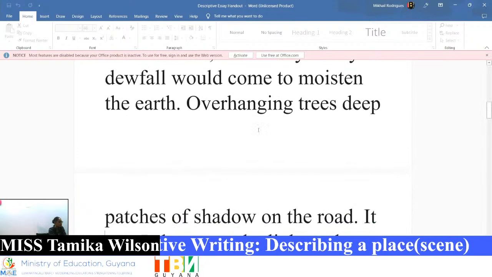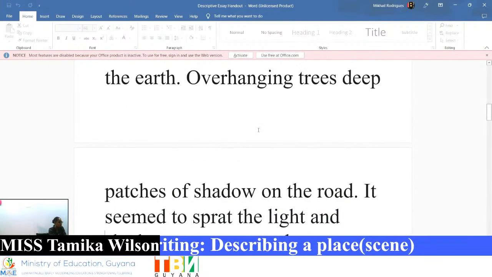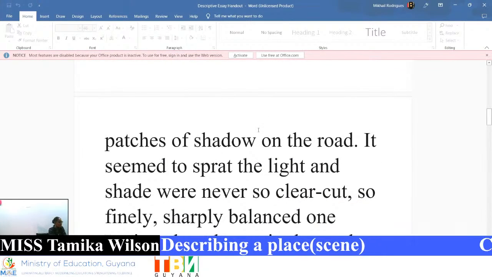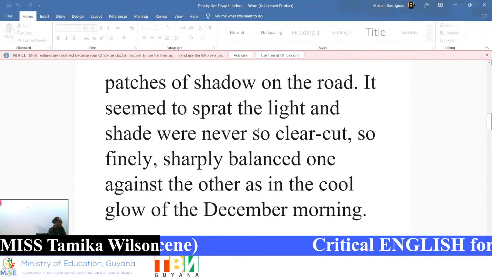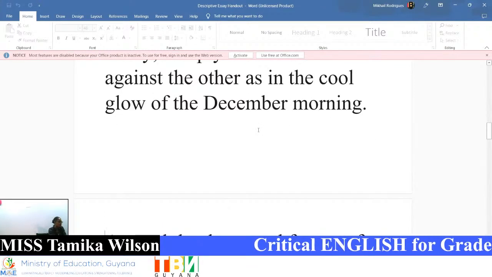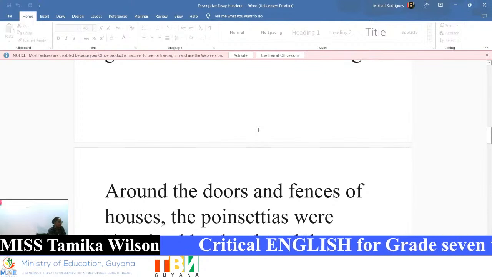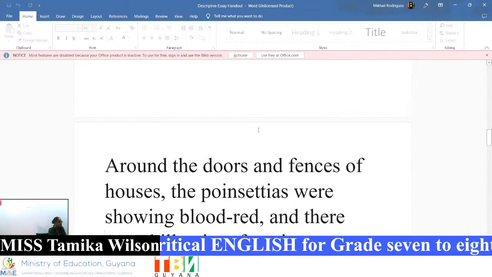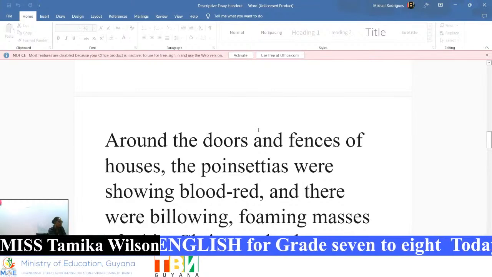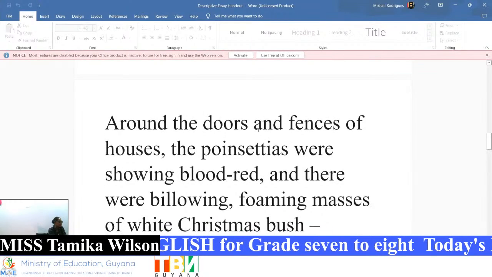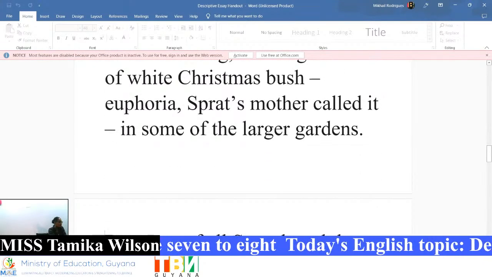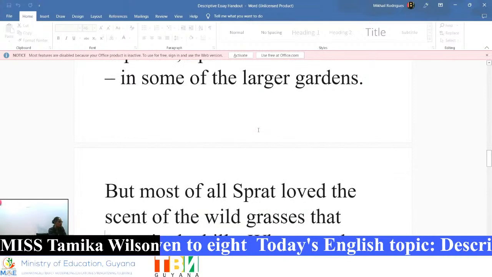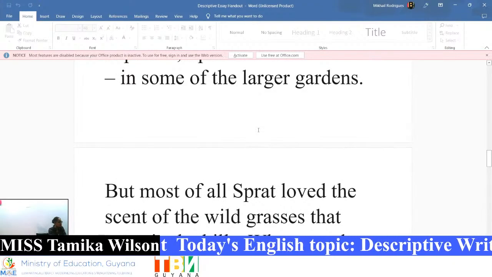Overhanging trees, deep patches of shadow on the road. It seemed to spread the light and shade were never so clear-cut, so finely, sharply balanced one against the other as in the cool glow of the December morning. Around the doors and fences of the houses, the poinsettias were showing blood red, and there were billowing, foaming masses of white Christmas bush. Euphoria, Sprat's mother called it, in some of the larger gardens. But most of all, Sprat loved the scents of the wild grasses that grew in the hills.